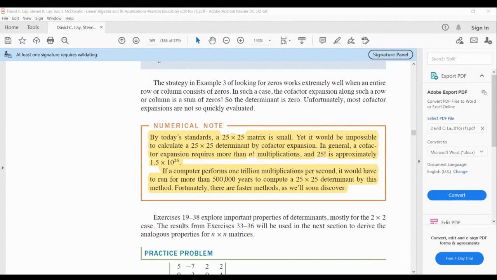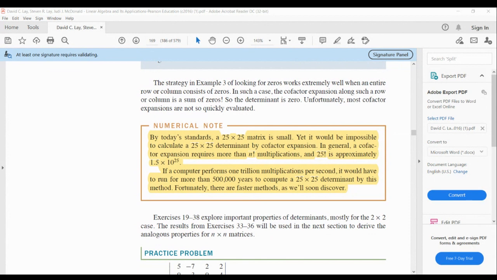They're talking about the cofactor expansion there. It requires more than n factorial multiplications. 25 factorial is approximately 1.5 times 10 to the 25th. How many remember factorials grow quickly? Like 3 factorial is 1 times 2 times 3. 4 factorial is 1 times 2 times 3 times 4. 5 factorial is 1 times 2 times 3 times 4 times 5, and so forth.